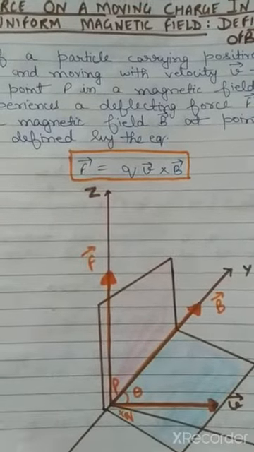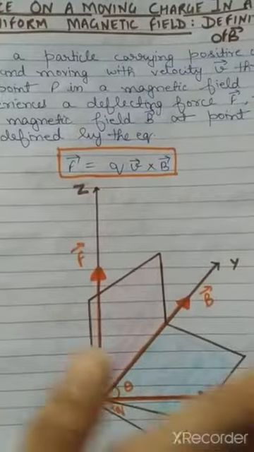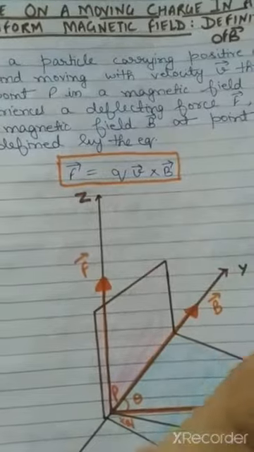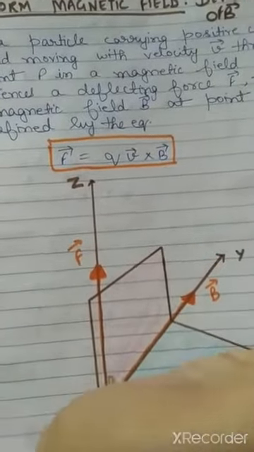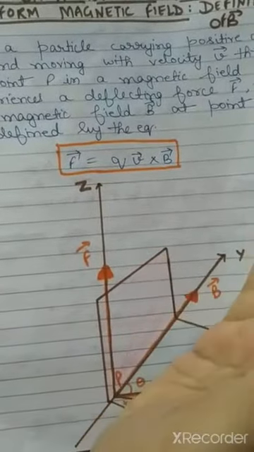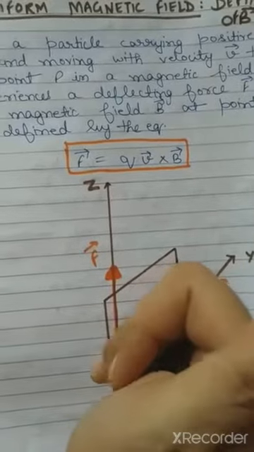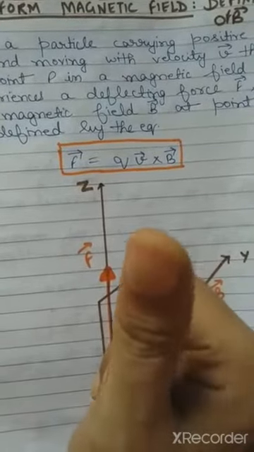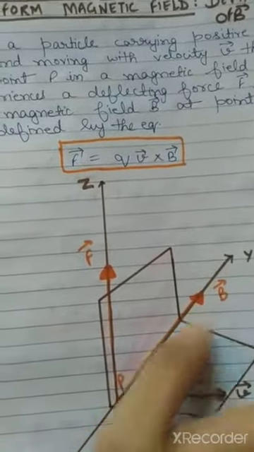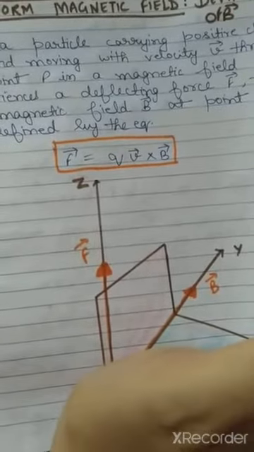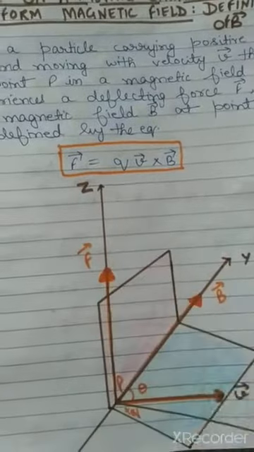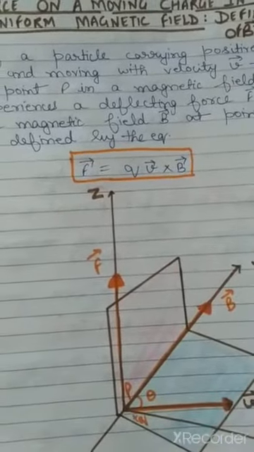You can also find it by the right hand thumb rule. If V is in this plane, we have to keep our palm in the direction of velocity, and curl our fingers such that the magnetic field is enclosed in it, and the thumb will give you the direction of the force. Clear? So this is the direction of velocity and this is the direction of the magnetic field. If I keep my palm like this and curl my fingers, the thumb will give me the direction of the force experienced by this particle. Clear?